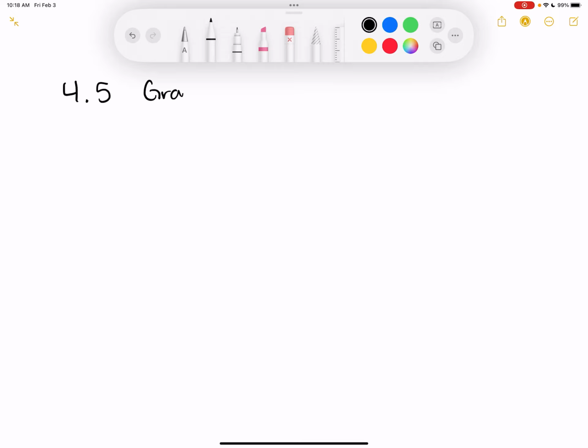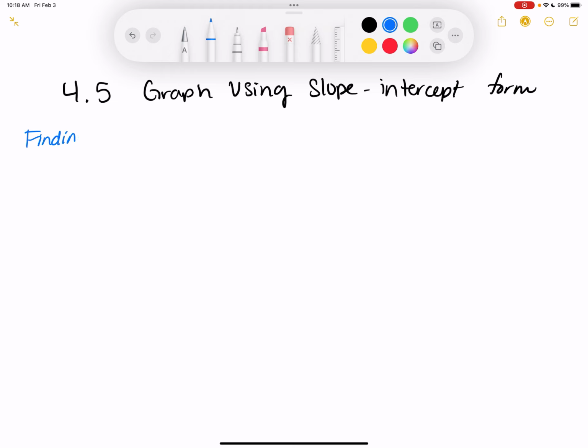4.5, graph using slope-intercept form. So finding the slope and y-intercept of a line.